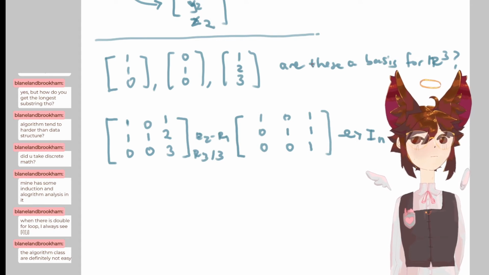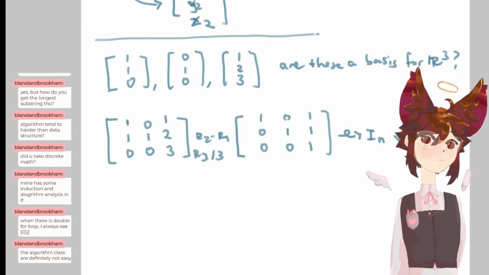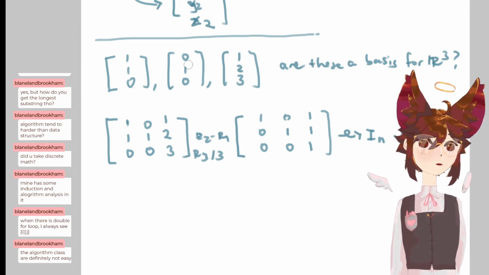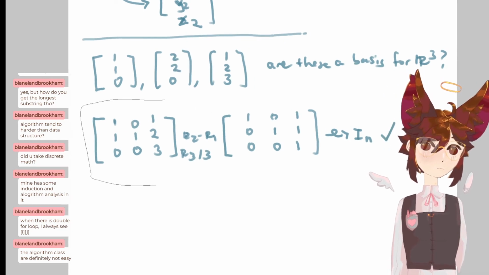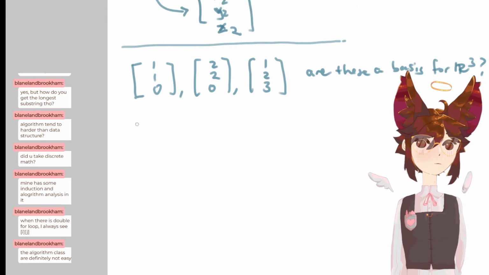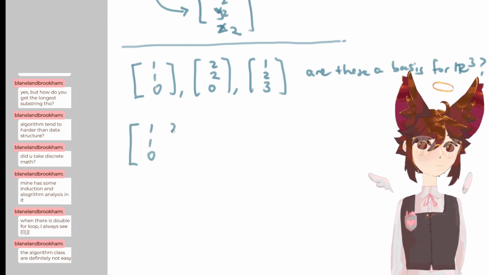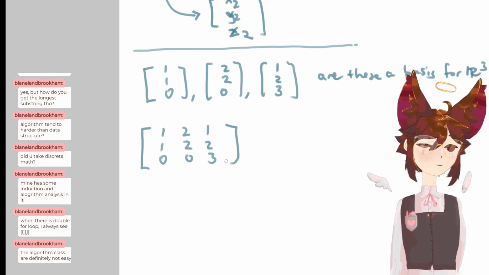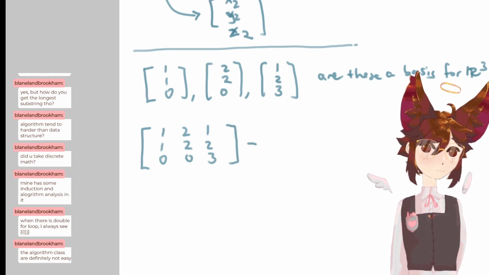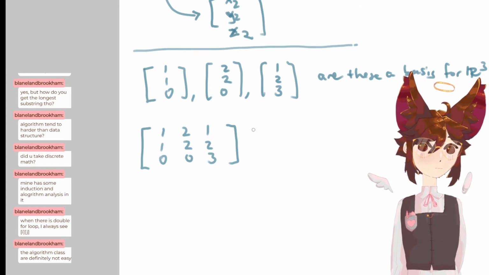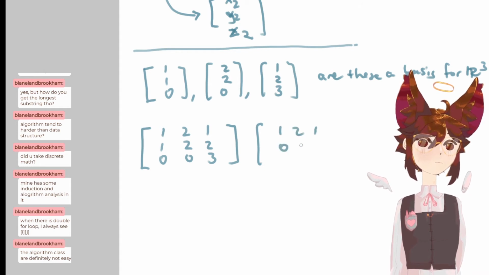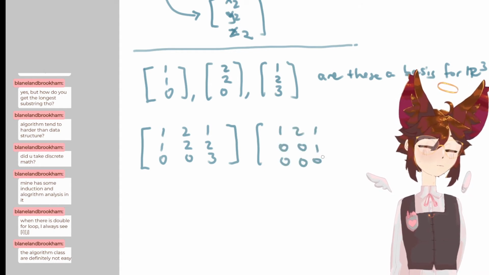But let's do an example with one that won't be a basis. So if I change this to 2, 2, real simple, then our matrix will look like 1, 1, 0, 2, 2, 0, 1, 2, 3. And when we row reduce this, we're going to get, this minus this is 0, or sorry, 1, 2, 1, 0, 0, 1, 0, 0, 3.